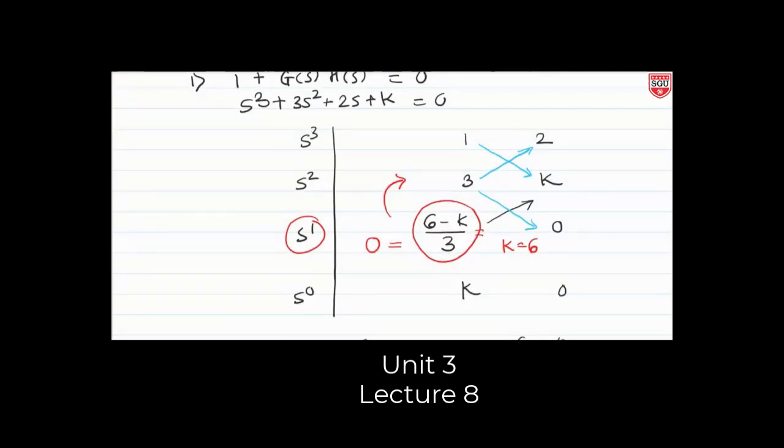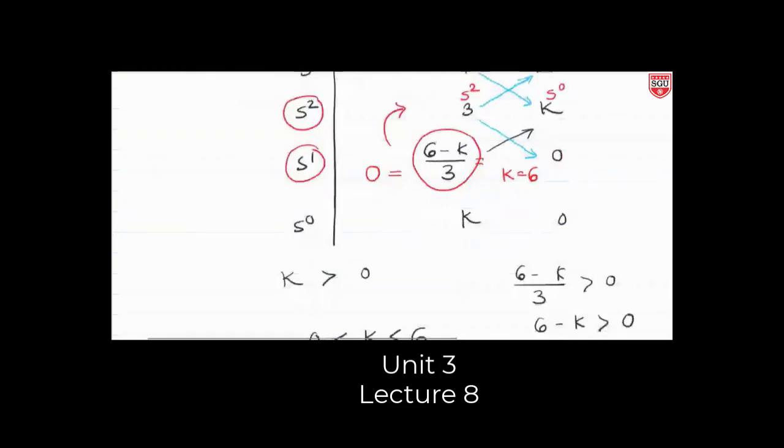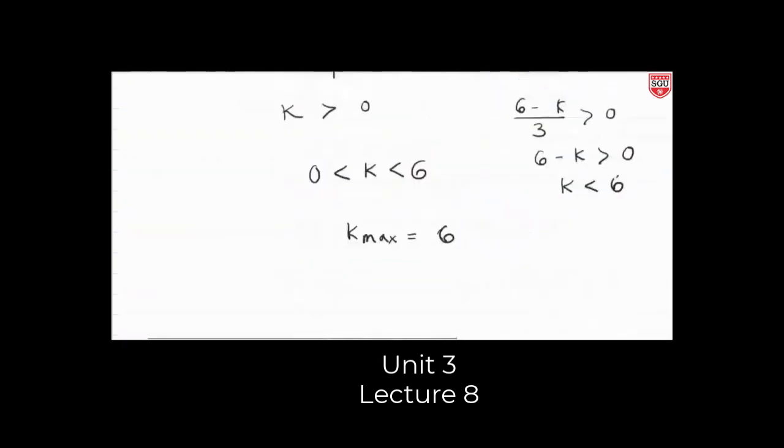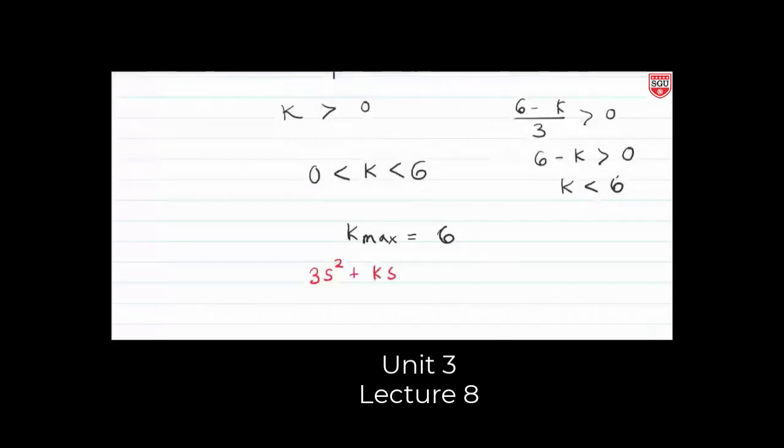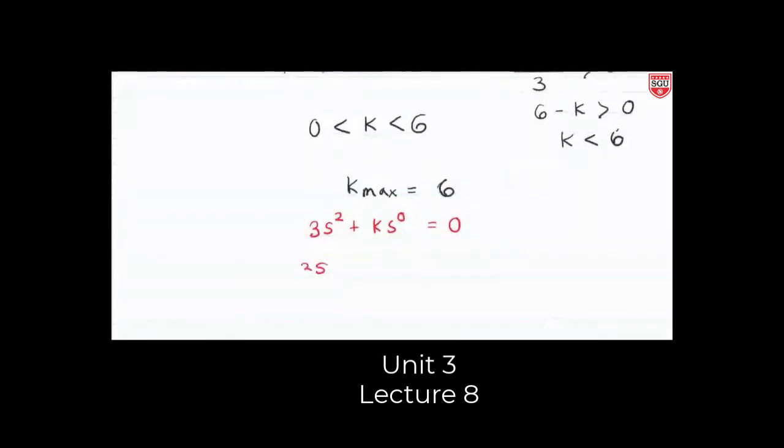We are on the s square. So here this will be s square and this will be s raised to 0. Means we have to write one equation later down, that is 3s square plus ks raised to 0 is equal to 0. Step, note carefully. Means we will get 3s square plus k is equal to 0.